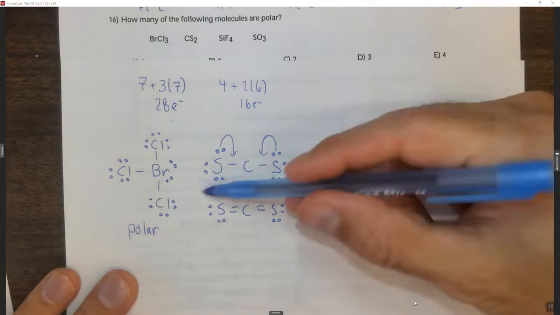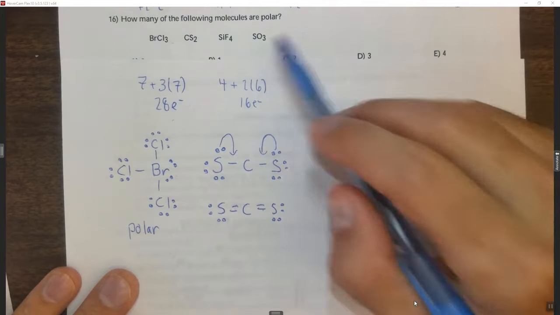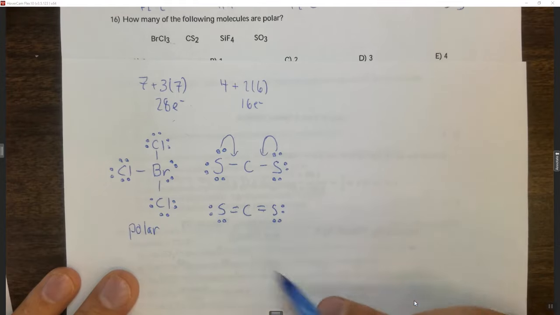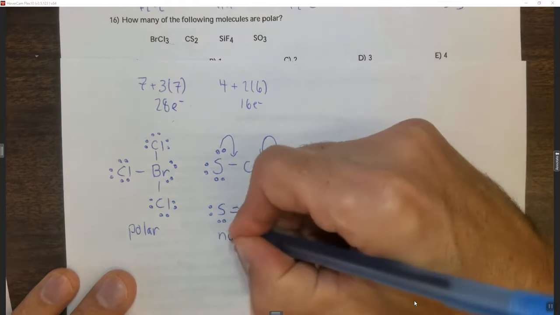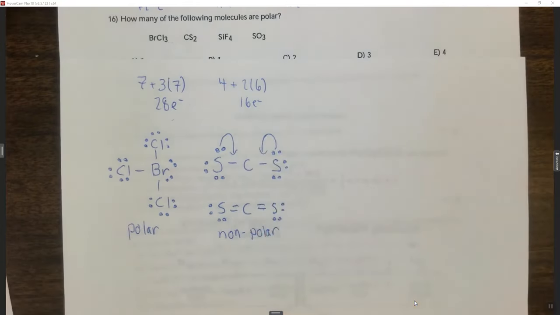It's neutral. This sulfur and the sulfur are the same, so they're all neutral. Now I want to decide if it's polar or nonpolar. Carbon, the central atom, has 2 domains, but they're both the same. Since all domains are the same, this one is nonpolar. In this case, both domains are sulfur.